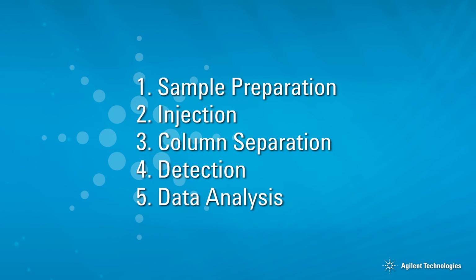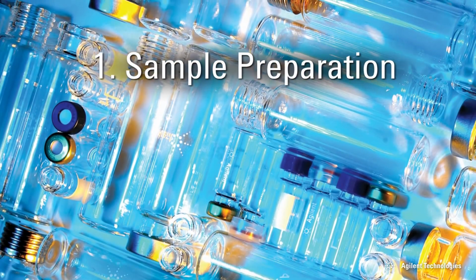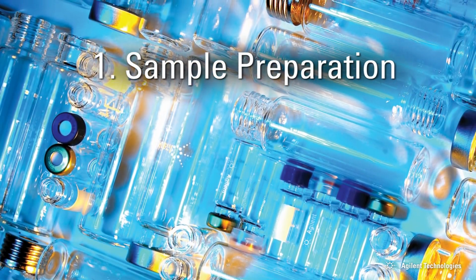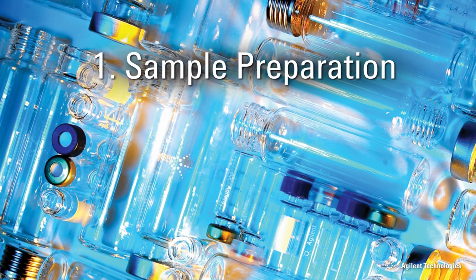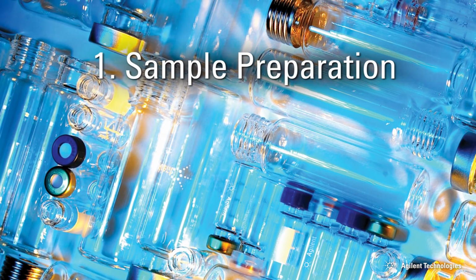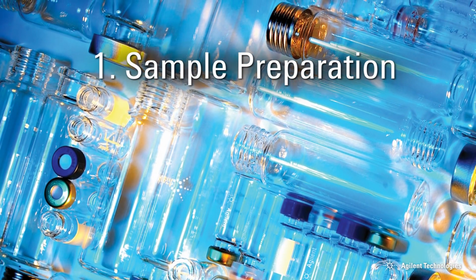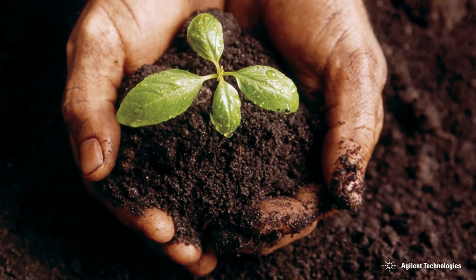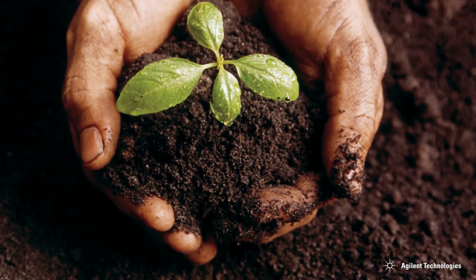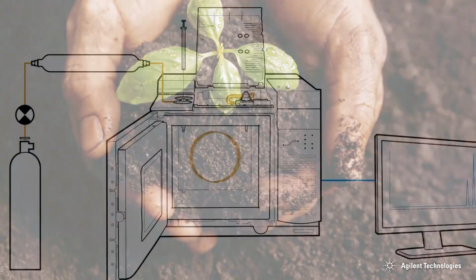The entire GC analysis cycle can be divided up into 5 steps. The first step deals with sample preparation, which is often the most time-consuming step, depending on the complexity of the sample matrix. An example of this step is extracting pesticides from fruit or soil.